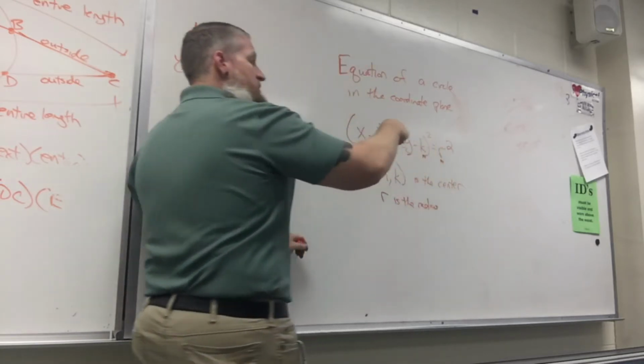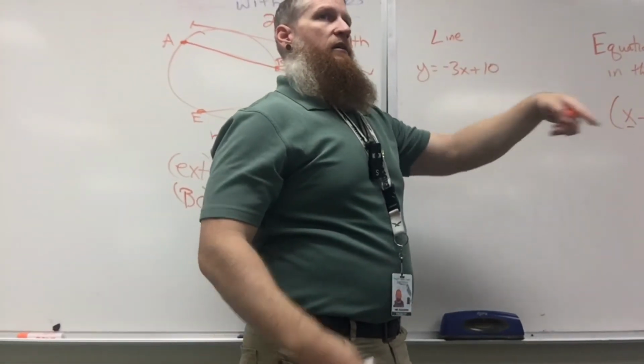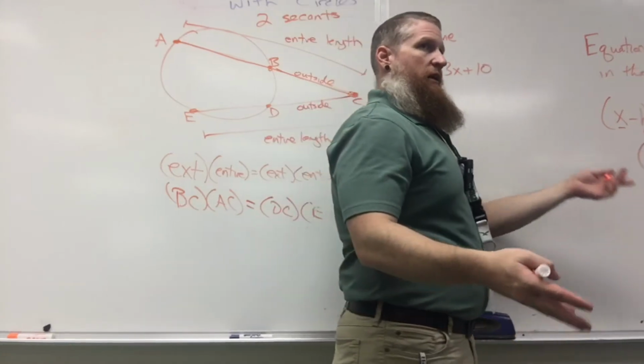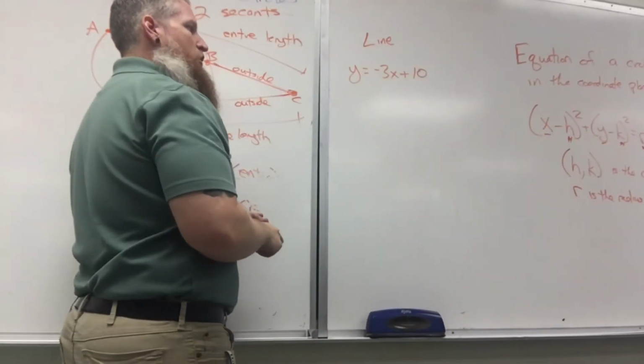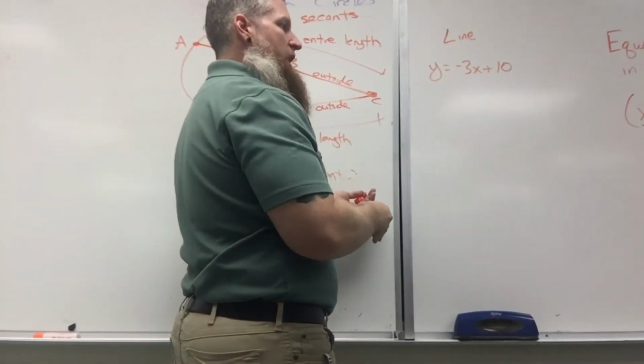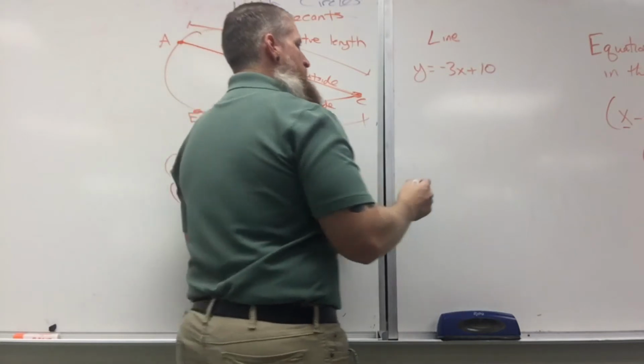Now, since we're dealing with the distance formula, the actual equation has r squared in it. So that's how the Pythagorean theorem works, right? a squared plus b squared equals c squared. So the r has to be squared in the actual equation, but the actual radius length is the one without the squared.